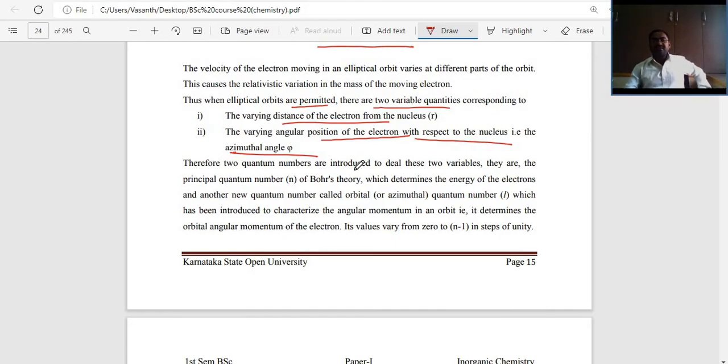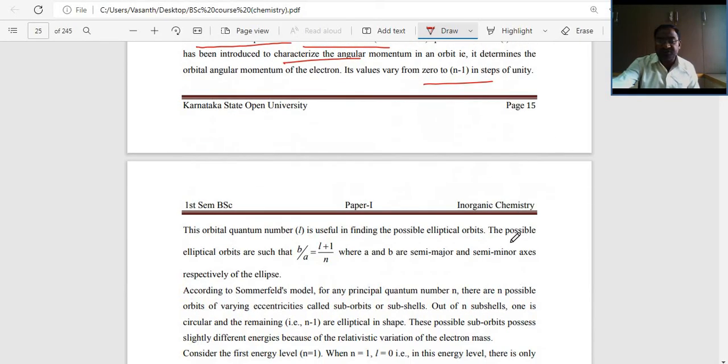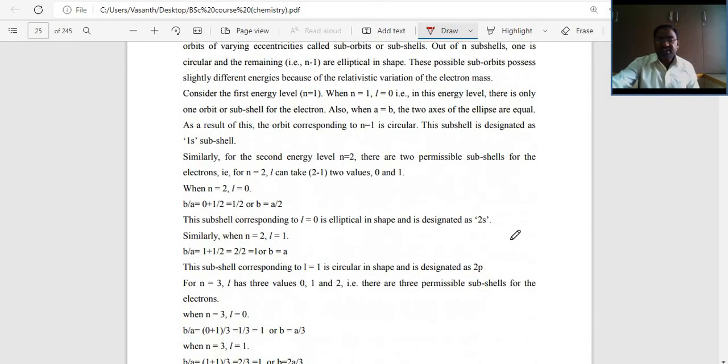Two quantum numbers are introduced to deal with these two variables. They are the principal quantum number of Bohr's theory, which determines the energy of the electron, and another new quantum number called the orbital, simply the azimuthal quantum number or subsidiary quantum number, which has been introduced to characterize the angular momentum of an orbit. Its value varies from 0 in steps of unity. These are all the sublevels, suborbitals.